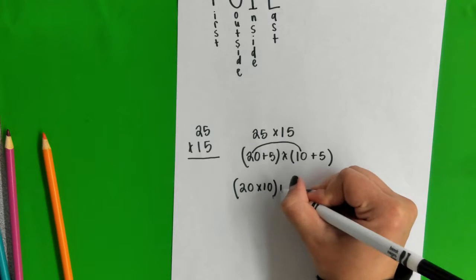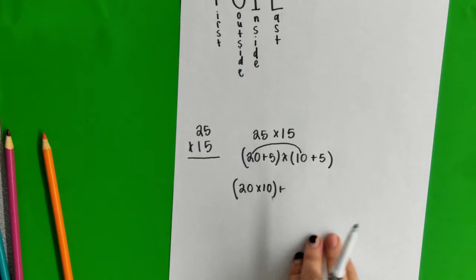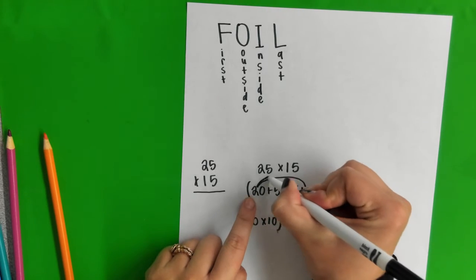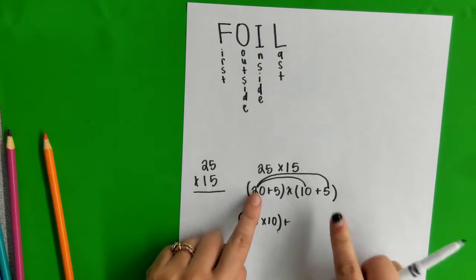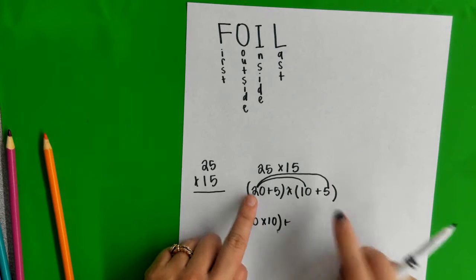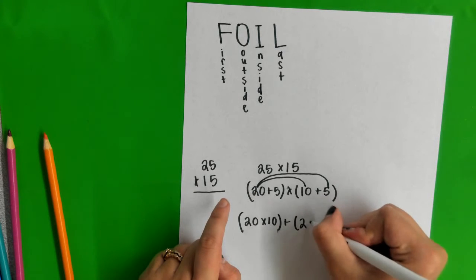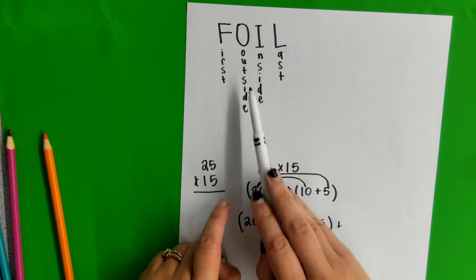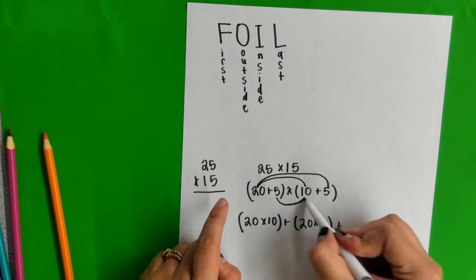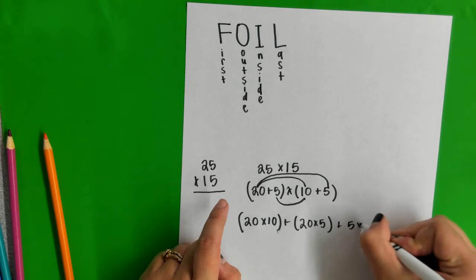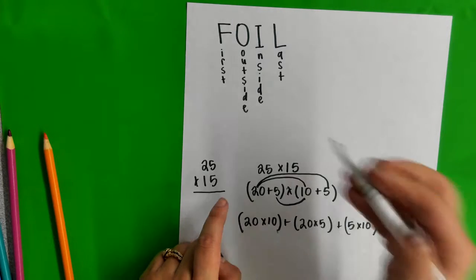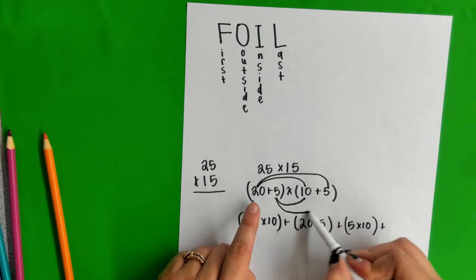And I'm going to add that to my outside numbers, which is 20 and 5, because they're on the outside. So 20 and 5. I is for inside. My inside numbers are 5 and 10. And then my last numbers are 5 and 5.